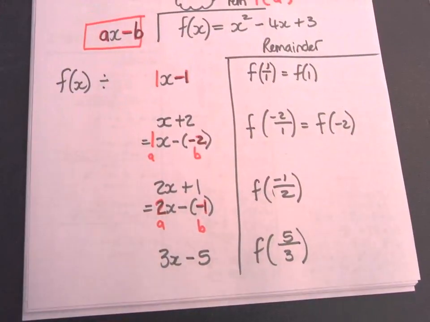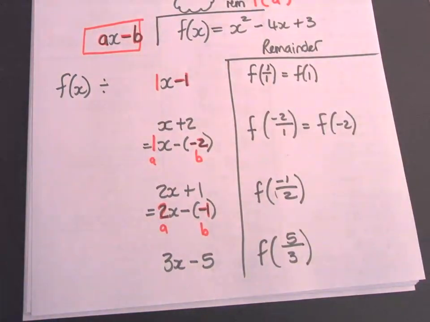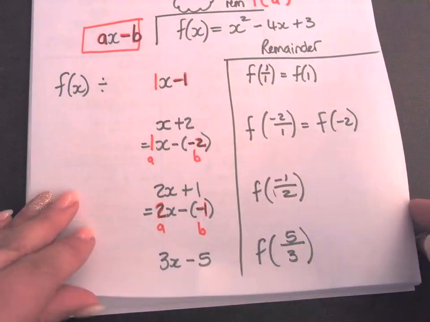Yes. Is the remainder always going to be a whole number? It can be variable. No, it will be a whole number because you substitute the x's with a number. Now let's look at factors.